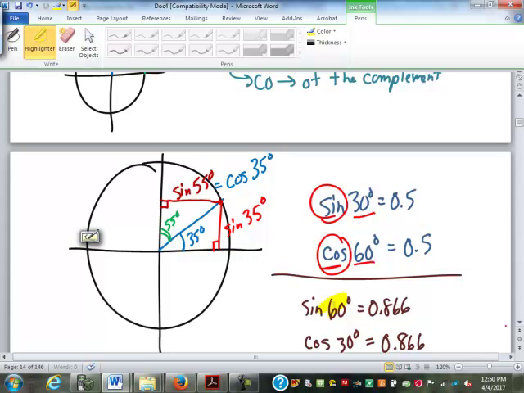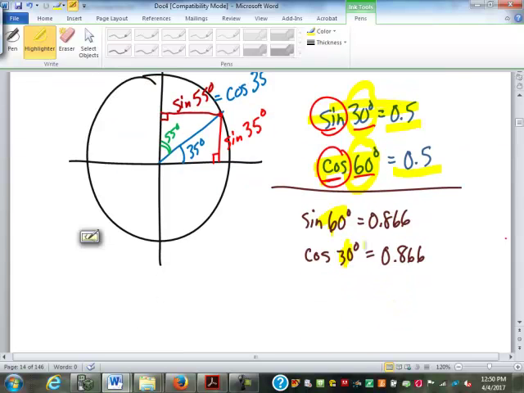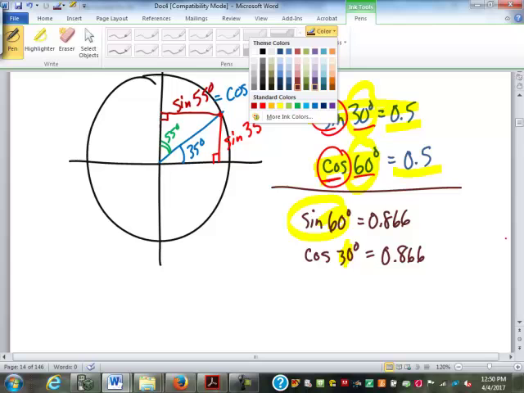Nope. The angles are the complements, is the important part. The sine of one is equal to the cosine of its complement. So the sine of 30 is 0.5. The complement of 30 is 60, so the cosine of 60 is also 0.5. Okay, good. I see where you're going here. Shouldn't they add up to 1? Yeah. No. Kind of, but not quite.